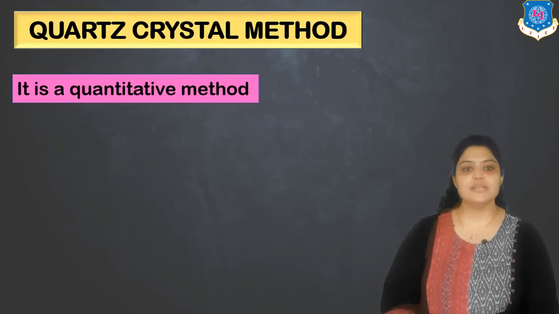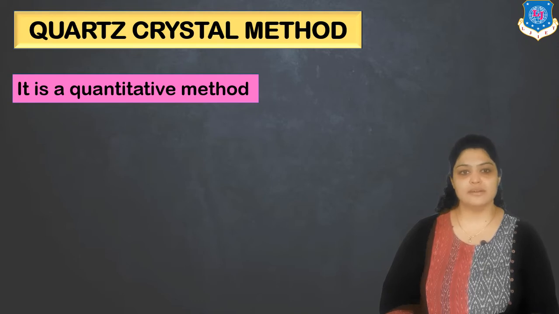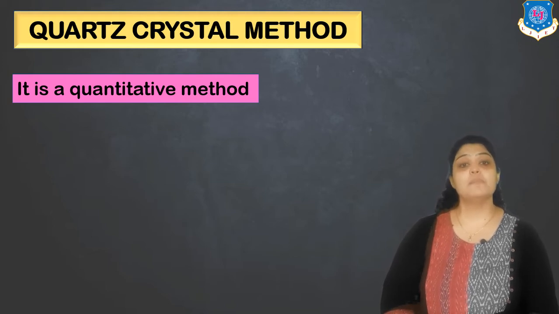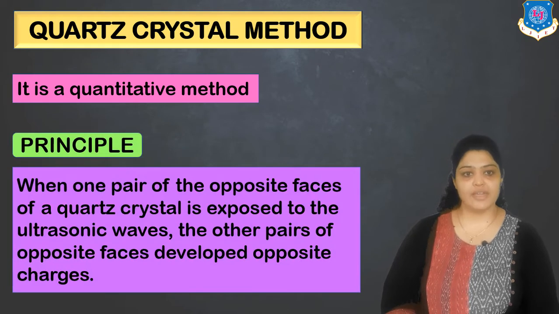Coming on to the first method, it is known as the quartz crystal method, which is known as a quantitative method. Quantitative method is a method which can give us some result. It can also tell us about the parameters of the ultrasonic waves.